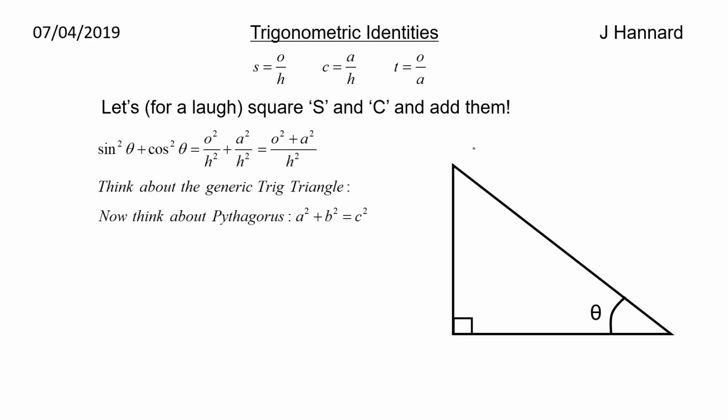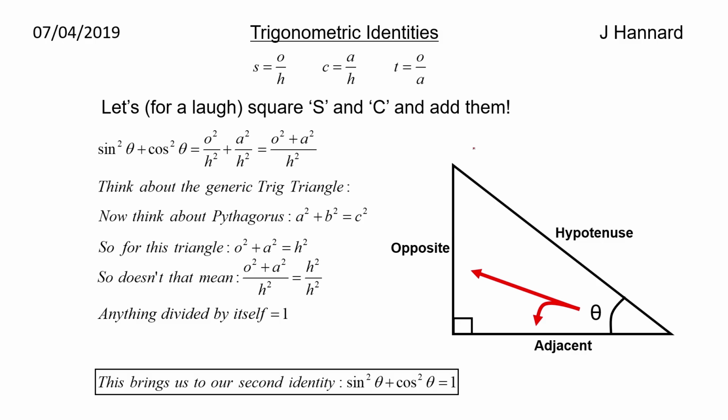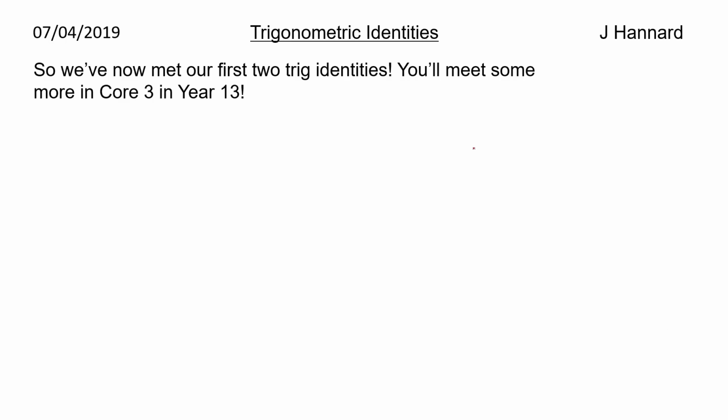So think about the generic trig triangle. We've got opposite, hypotenuse, and adjacent. So if you do an O squared plus A squared, that equals H squared, because we've got the opposite squared plus the adjacent squared, and that equals the hypotenuse squared by Pythagoras. So therefore we have H squared over H squared, which is 1. So that brings us to our second identity, sine squared plus cos squared equals 1.